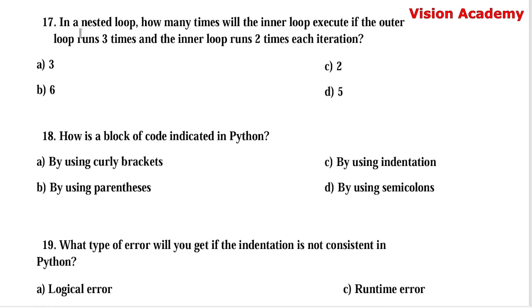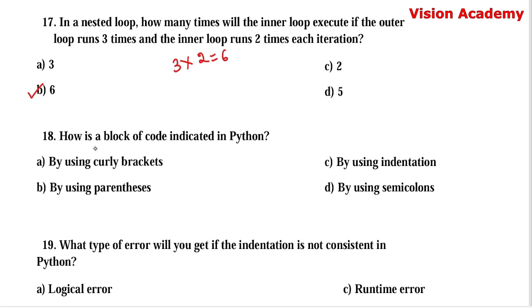Question number 17. In a nested loop, how many times will the inner loop execute if the outer loop runs 3 times and the inner loop runs 2 times each iteration? Option A, 3, B, 6, C, 2, D, 5. Here, the outer loop is going to iterate 3 times and the inner loop is going to iterate 2 times. Here 3 2s are 6, so it is going to iterate a total of 6 times. Hence option B, 6 is the right answer.